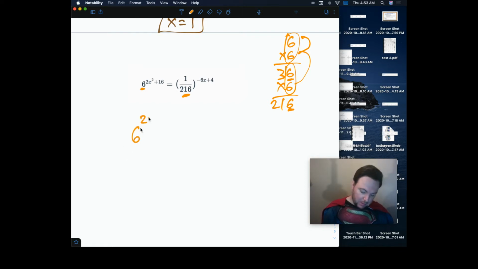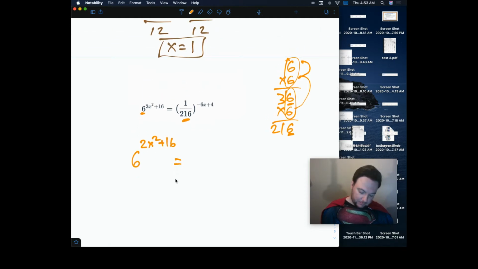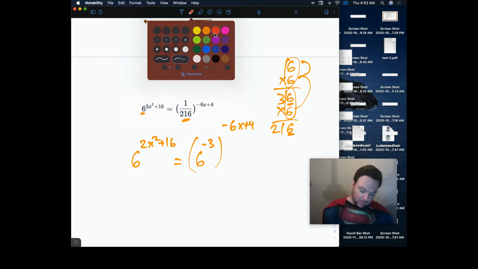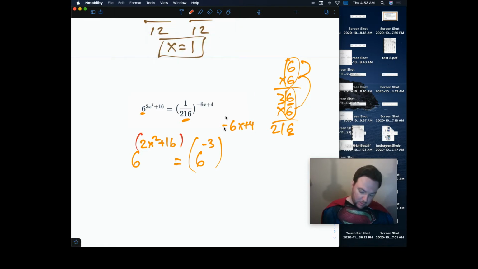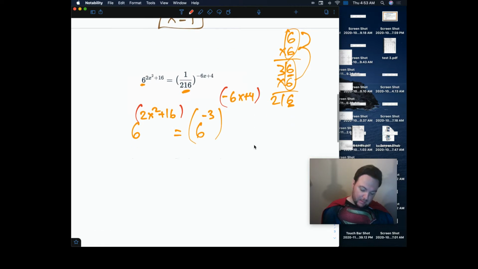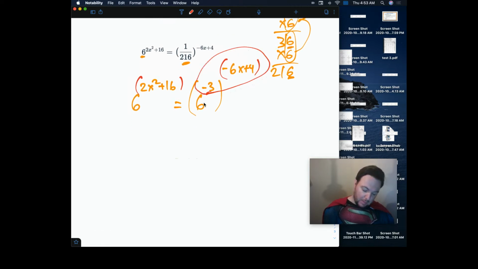So we have 6 to the 2x squared plus 16 equals 6 to the negative 3 raised to the negative 6x plus 4. What's really important here is to recall that these are quantities. So on the back side, the power rule says that we multiply, so this becomes 6 to the negative 3 times negative 6x plus 4 equals 6 to the 2x squared plus 16.